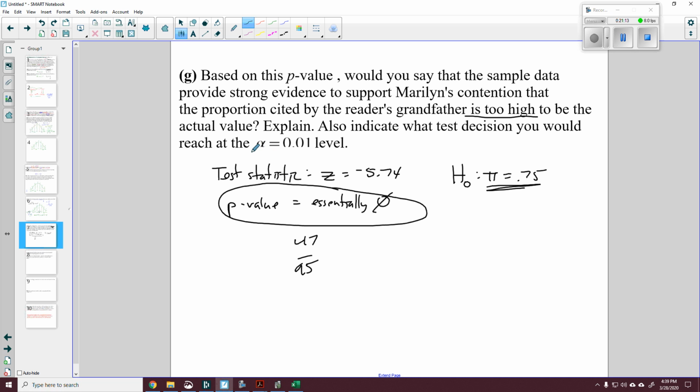And even if we had a test of significance of alpha equal to 0.01, a very small level of significance, we're saying that in order to reject the null hypothesis, our p-value has to be below this number. Well, our p-value is below this number. So I say we have pretty firm evidence to reject Grandpa's hypothesis, the null hypothesis.